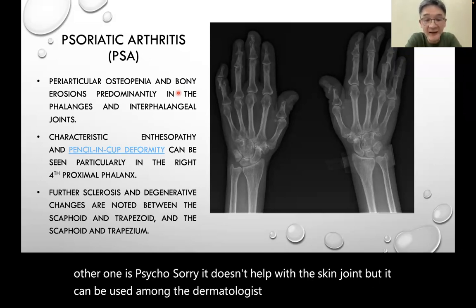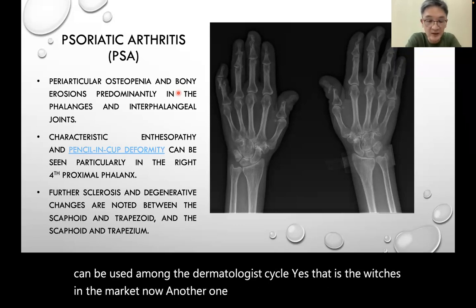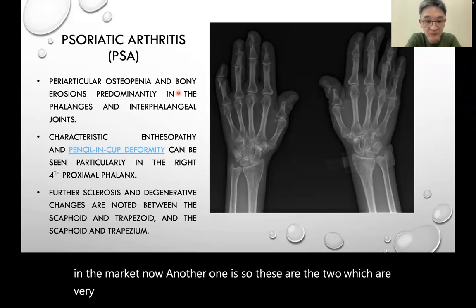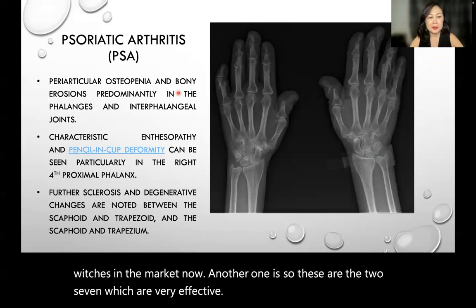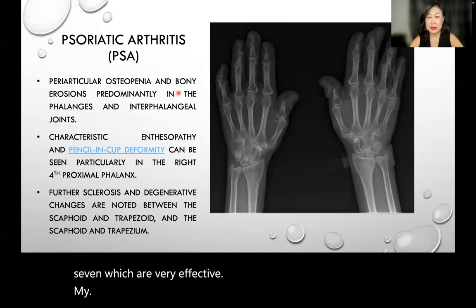Secukinumab, yes, that is the IL-17 inhibitor which is on the market now. Another one is ixekizumab. So these are the two IL-17 inhibitors which are very effective. Okay, it's obvious that the viewers are very knowledgeable.